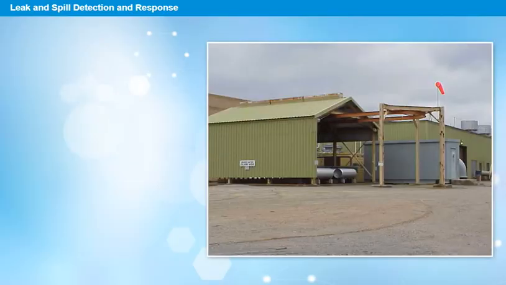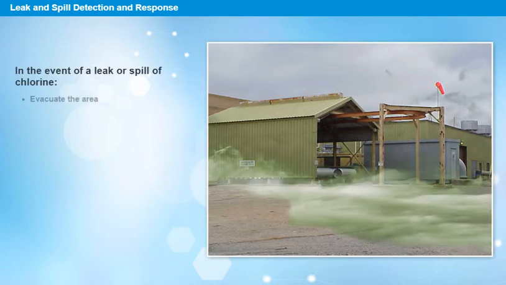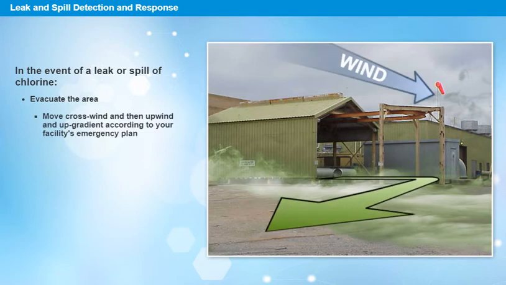It is important that you know how to respond in the event of a leak or spill of chlorine at your facility. Should you detect a leak or spill, evacuate the area. Because chlorine gas is so hazardous if inhaled, move crosswind, then move upwind, even if the refuge area is downwind. Also, because chlorine is heavier than air, you should move up gradient too. Your facility should have considered high ground, low ground, and prevailing winds when setting emergency plans. Deviation from the plan can be deadly.